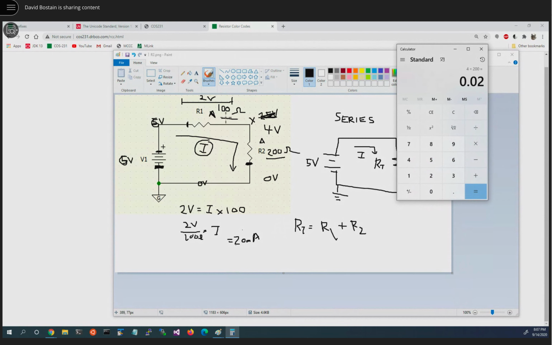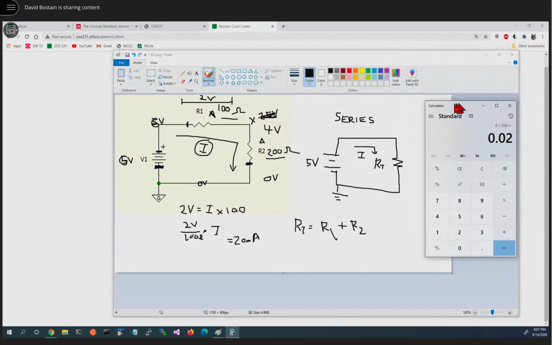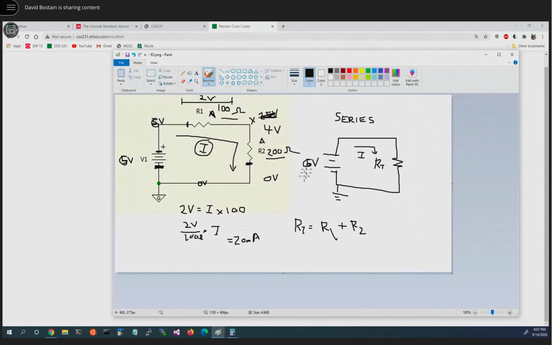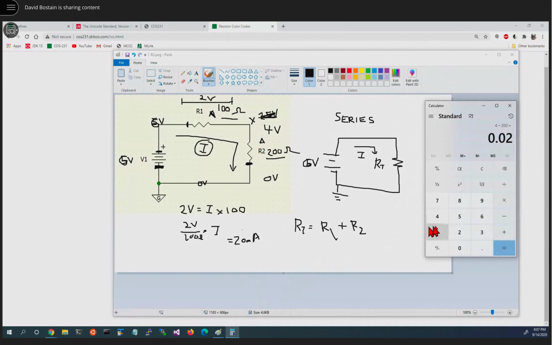It also says that if I added 100 and 200 together to get 300, and this is 6 volts, and I took the 6 volts and divided it by the total, I still see that I have 20 milliamps. So whether we combine them and work the problem and then back into this, or work individual parts of it, we should be able to come up with an answer relatively quickly.